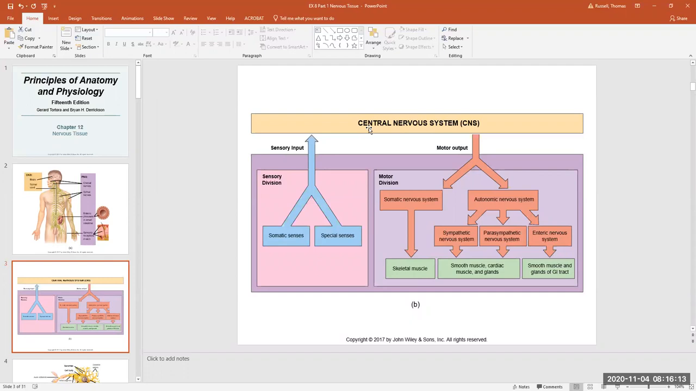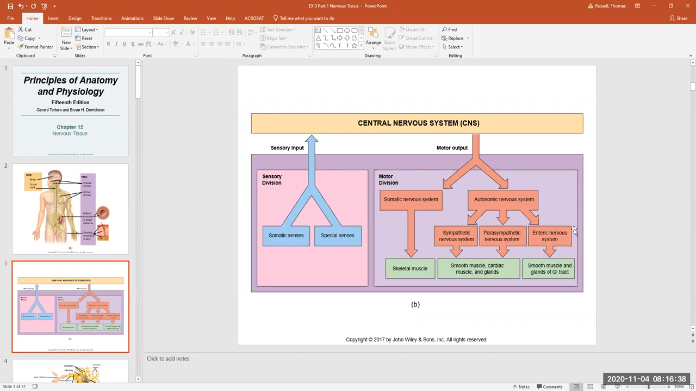So different parts of the brain are involved in allowing us to sense the different senses that are coming in. The sensory inputs come in, the central nervous system analyzes that information, and then we have a motor output that goes along different pathways of the peripheral motor division of the peripheral nervous system.